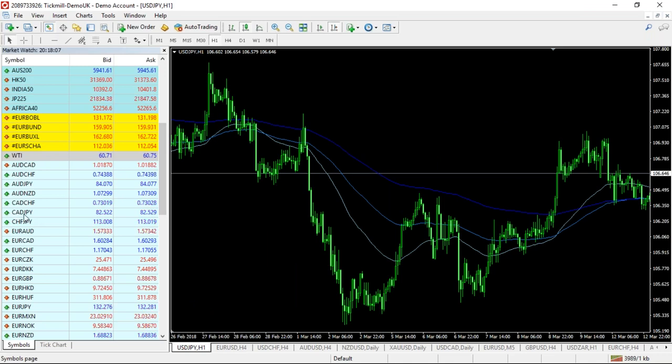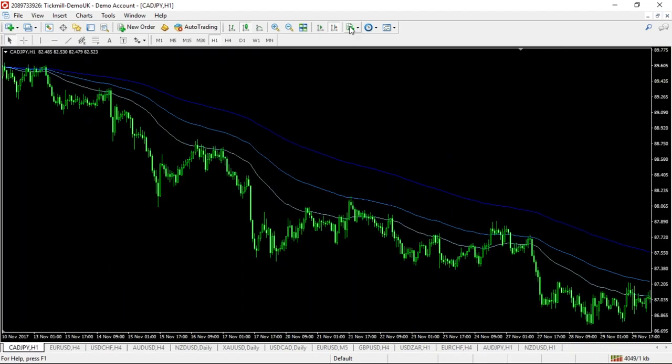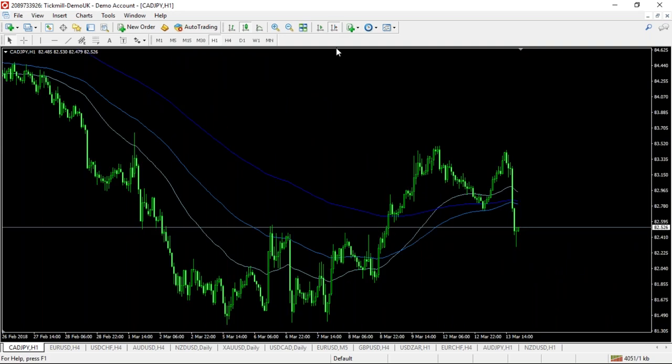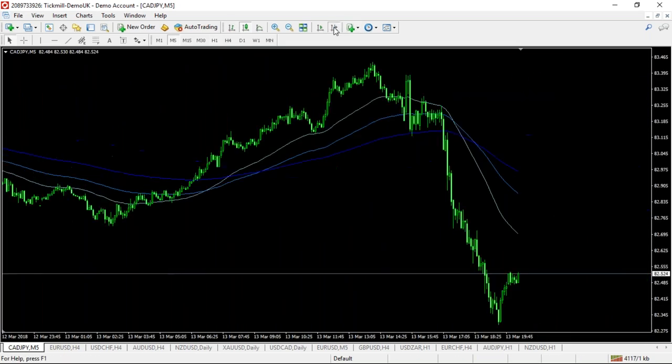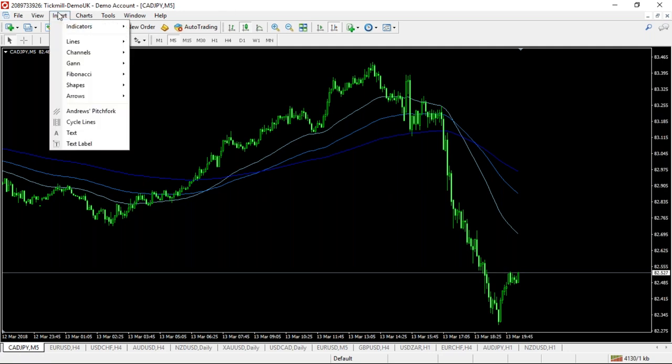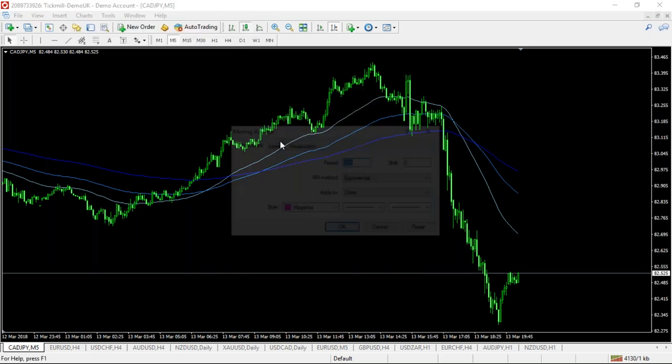Okay, now let's say we go on to CAD JPY right here. Now look at what's going on. I would like to start off with a 5-minute chart. That actually means I want to do a trend analysis first. Remember what we do when we want to do a trend analysis? We apply the tool. What tool would it be? The exponential moving average. So you click on insert, go on to indicators, go on to trend, and you click on your moving averages, correct?